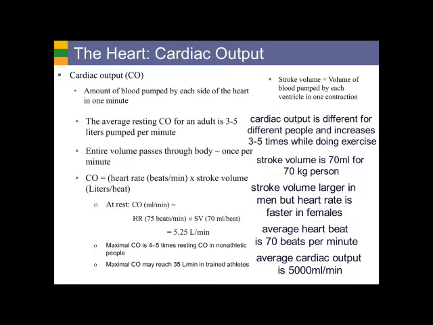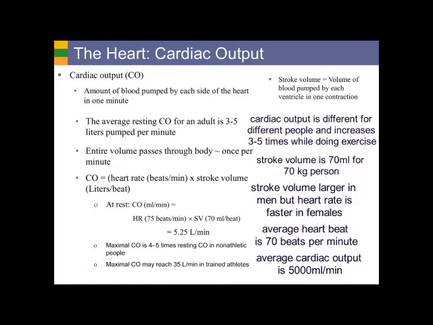Stroke volume is the volume of blood pumped out of each ventricle per beat or contraction. As the stroke volume increases, the cardiac output also increases. Stroke volume depends upon end diastolic volume and contractility. So, stroke volume is equal to end diastolic volume minus the end systolic volume, whereas the cardiac output is stroke volume times the heart rate, which will be calculated as milliliters per beat multiplied by beats per minute.